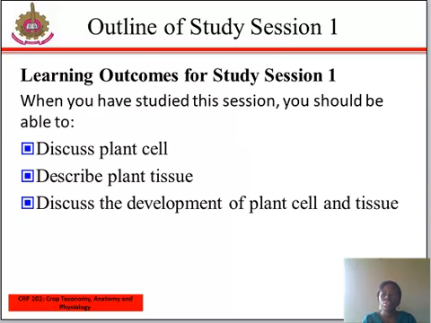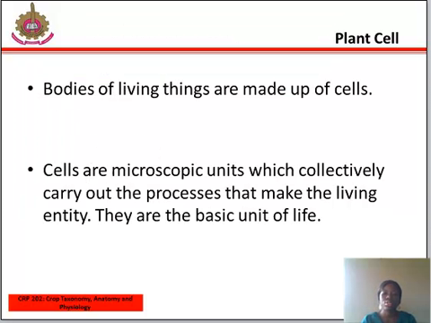At the end of this study section, you should be able to: 1. Discuss plant cell, 2. Describe plant tissue, 3. Discuss the development of plant cell and tissue. Now, let's discuss the learning outcomes one after the other.